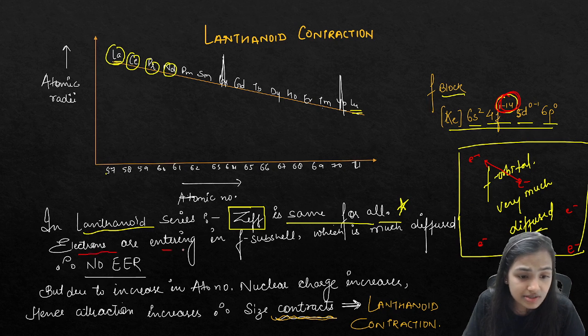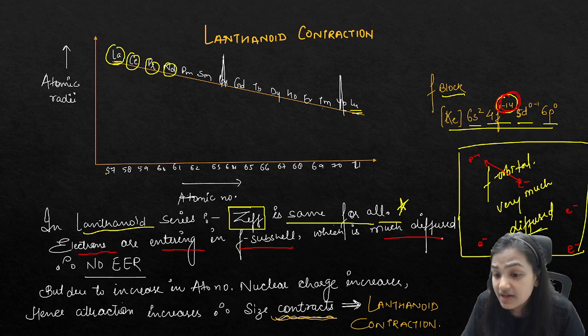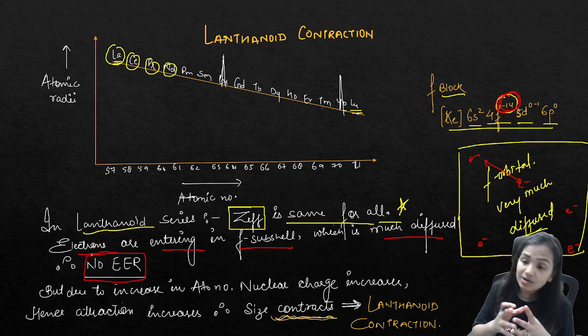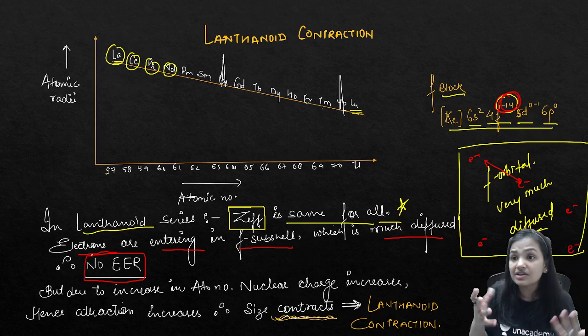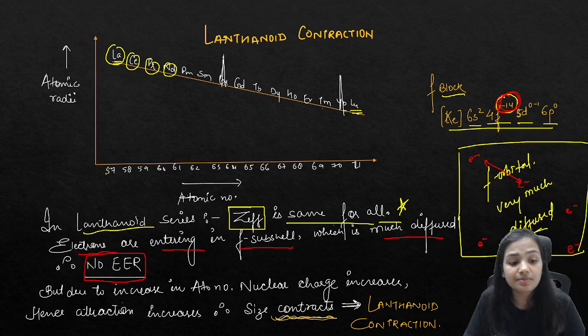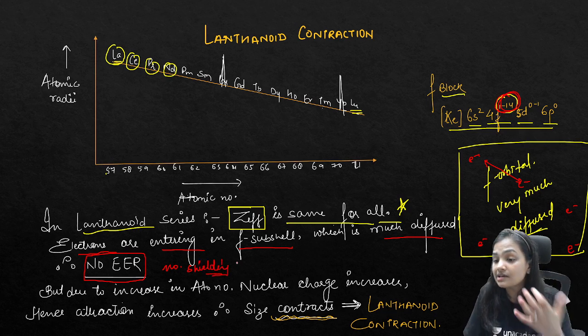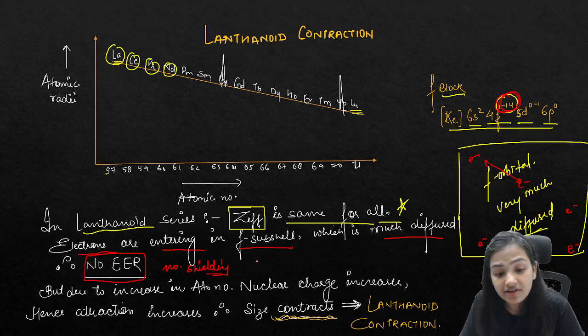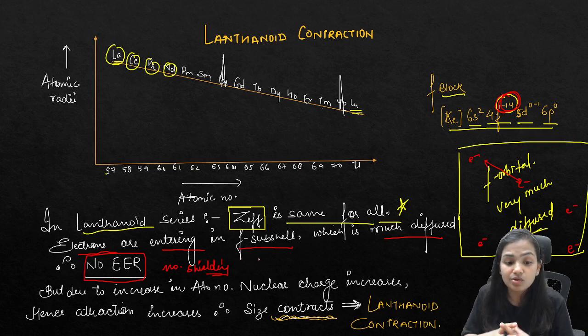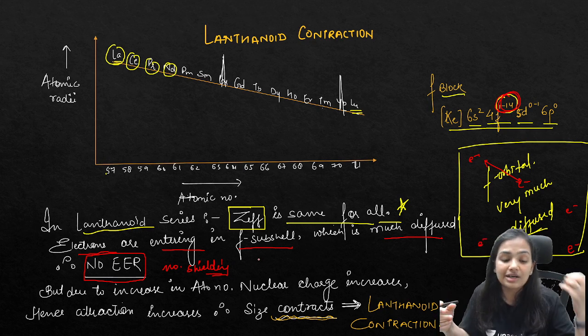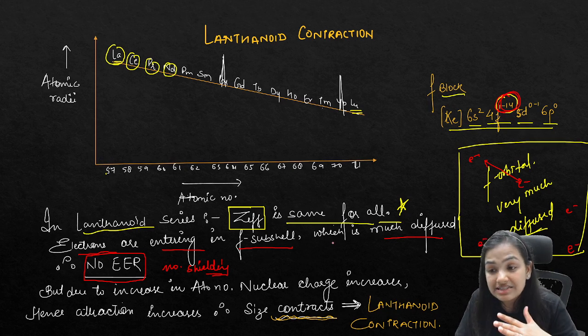So when the electrons are entering the f subshell, which is very much diffused, there will be no electron repulsion. So if there is no electron repulsion, will there be any shielding? No, there will be no shielding, meaning they will have a poor shielding effect. So in the f orbital there is no shielding. So ultimately the Z effective remains the same for all.